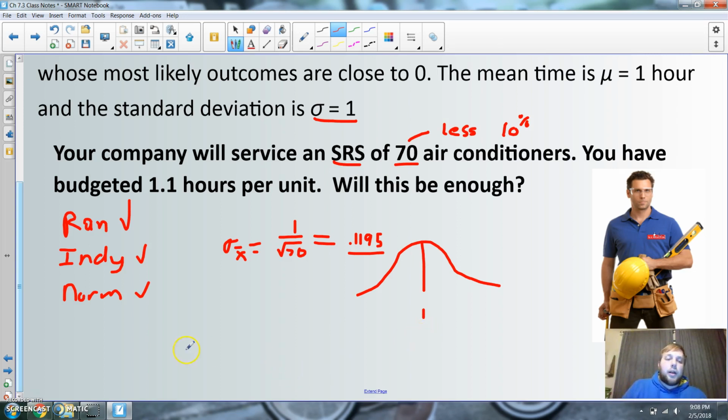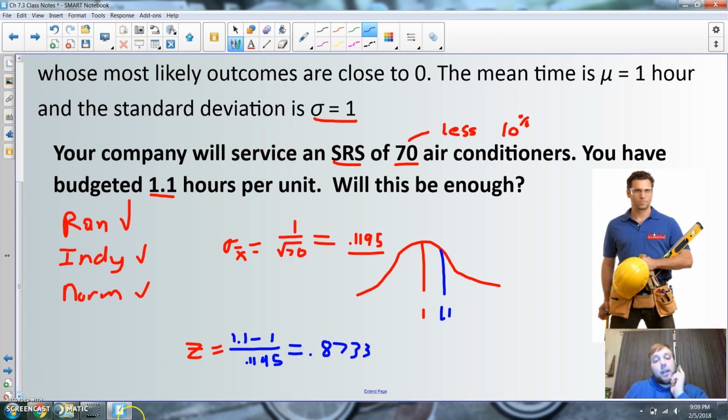Okay? So I'm going to do a z-score again. I want to know, will 1.1 be okay? What do you think? I don't know. So I'm going to say 1.1 minus what I should have got of 1 hour, divided by our new standard deviation of 0.1195. Alright, what's our z-score here? I'll be right back. So, I got a z-score of 0.8733.